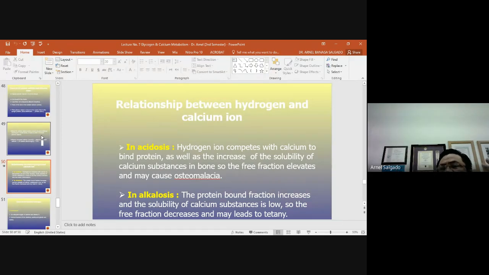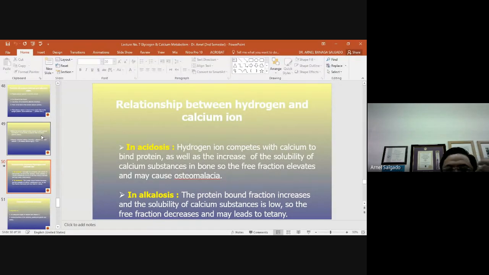In acidosis, there are different types of acidosis, right? Respiratory acidosis and metabolic acidosis, isn't it? These are two different things. Respiratory acidosis is acidosis caused by an excessive amount of carbon dioxide coming in. Metabolic acidosis is an excessive amount of acid that could be present in the bloodstream.